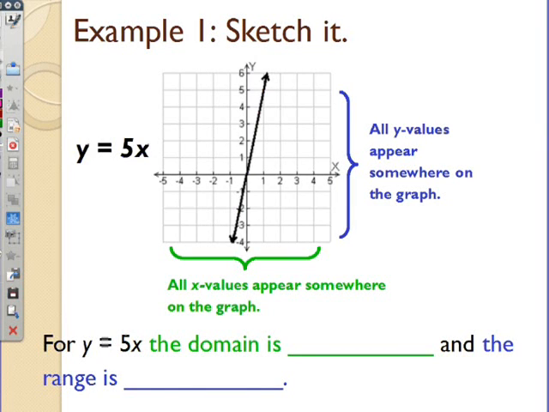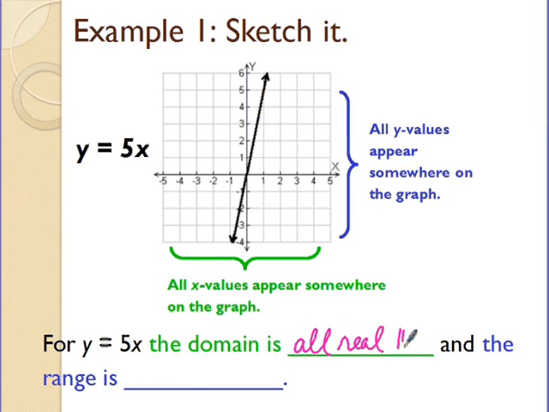Now that you're back, you've got your sketch, and y equals 5x is there. But when you look at it, all the y values are going to appear somewhere because it keeps going up, up, up, and down, down, down forever. And all the x values are going to have to appear somewhere because it keeps getting bigger and wider and wider. So for y equals 5x, the domain is all real numbers. And the range is all real numbers. Because it's going to touch everything eventually. That line keeps going and going and going infinitely. Let's look at another one.